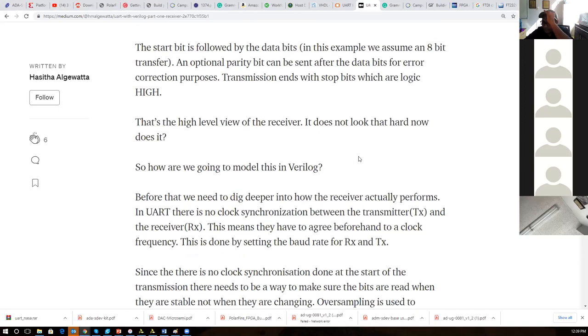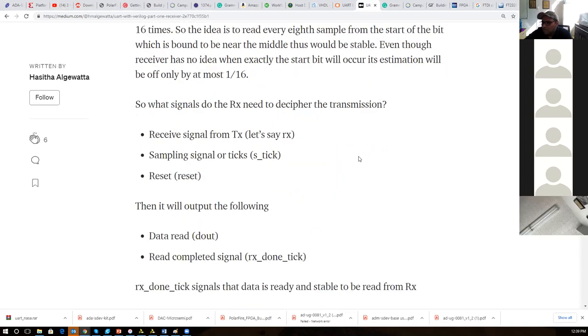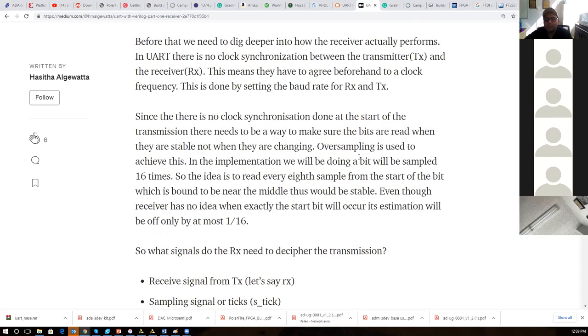So in that case, that guy said that my baud rate will be 16 ticks. That means every 16 ticks, I will produce an output or send a batch of data. For instance, have you guys heard about software called PuTTY? P-U-T-T-Y. Have you used it before?